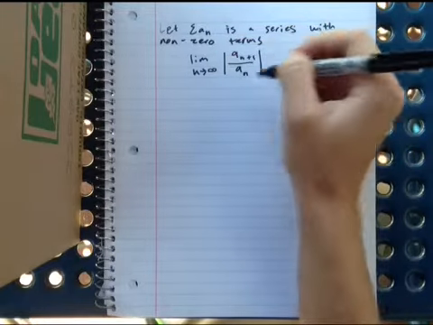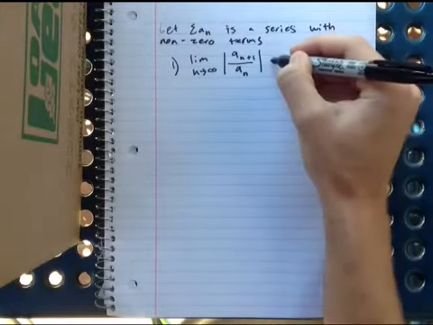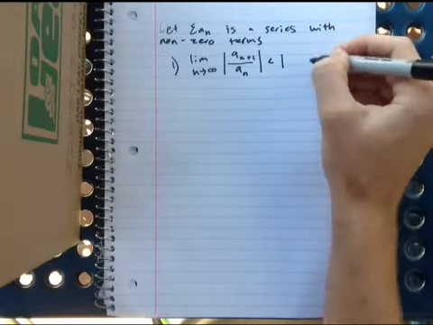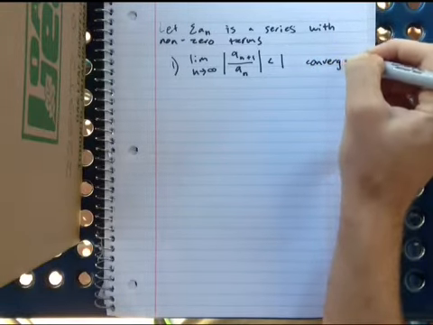Now, once we do that, there are three possible outcomes. The first outcome is that this is less than 1, in which case the series will converge absolutely.